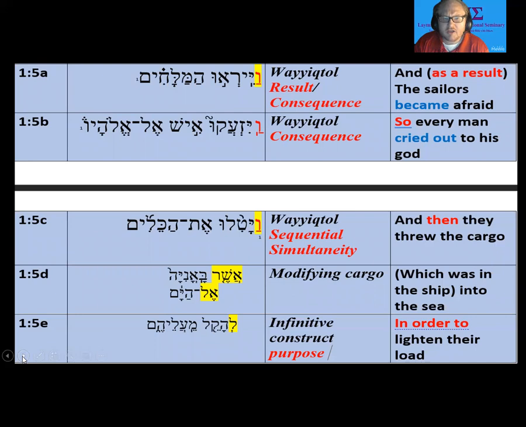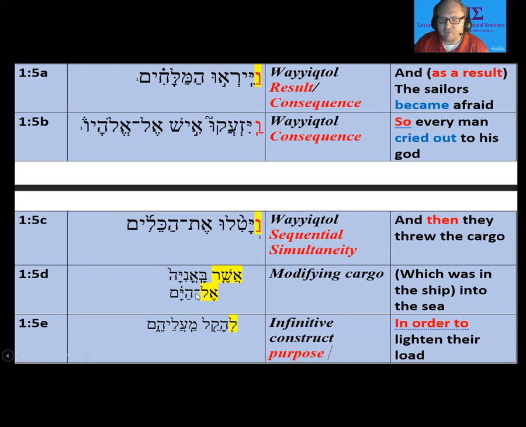So continuing on, 1:5a, and as a result, the sailors became afraid. There's that result consequence right here. Consequence, so every man cried out to his God. We're going to talk about these in a minute. Here's the Vayikto, sequential action or simultaneous action is an option here. And then, so I took it as "then" right here. And then they threw the cargo. If it's sequential, it would be that. But if it's simultaneous, it could be like a meanwhile idea, which we'll discuss in a minute.